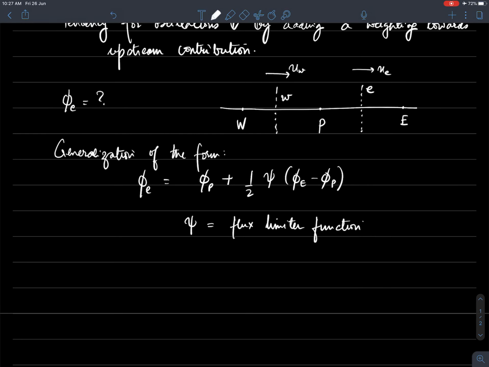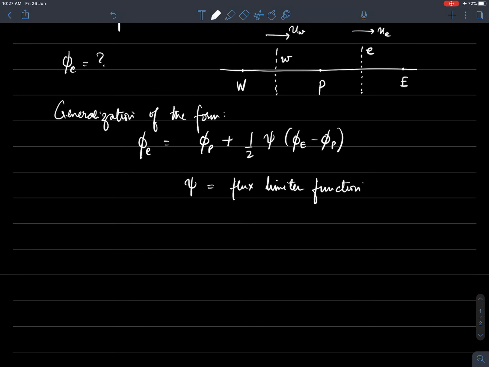It's called the flux limiter function. Now, by writing it this way, I can say that Fe phi E, which will appear as a result of the discretization, or rather the integration of the governing equation, would be Fe phi P plus half psi Fe into phi E minus phi P.